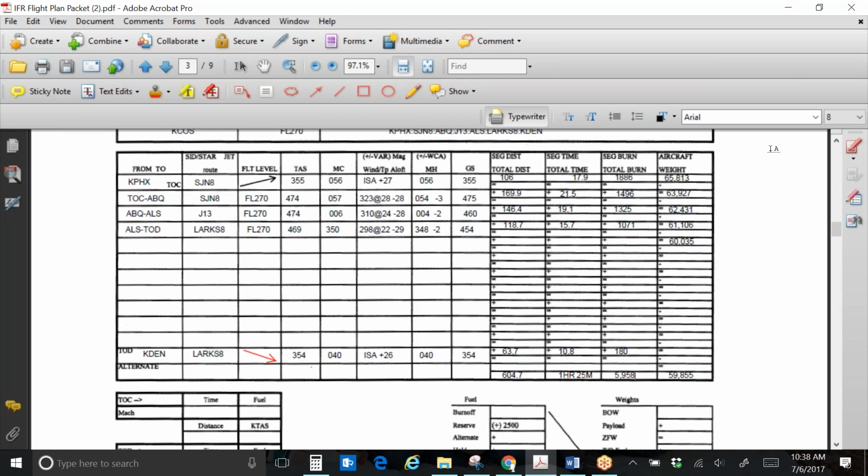59,855 on my landing weight. I came up with 60,272. So that, let's see, is a difference of 417 pounds. So you can see the big difference on this was really just the flight level 270. There wasn't much wind that we were dealing with, but it's really the flight level 270 that was the big factor on this flight plan.